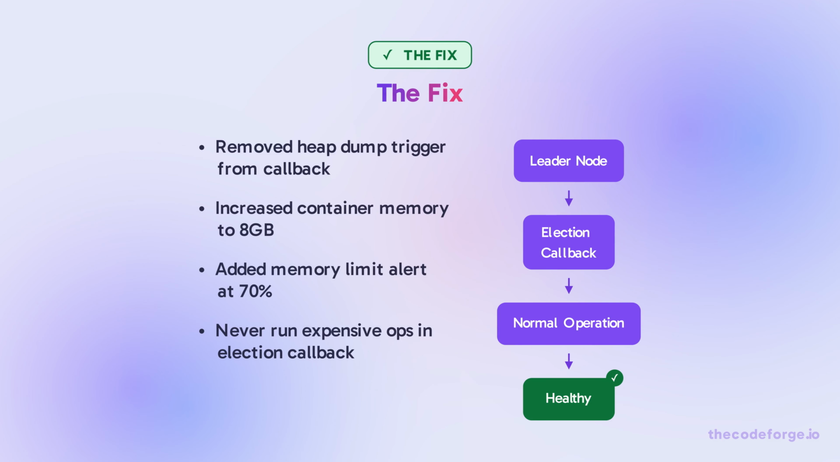The fix was simple. Remove the heap dump trigger from the leader election callback. We also increased container memory to 8 GB as a buffer and added a memory limit alert at 70%. Never run expensive operations like heap dumps in the leader election callback. It's a critical path that must complete quickly.